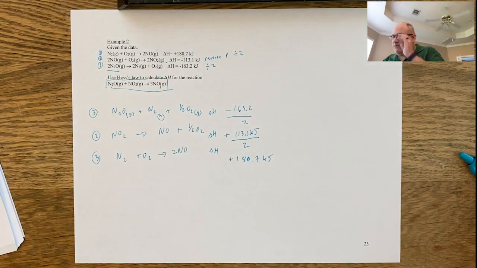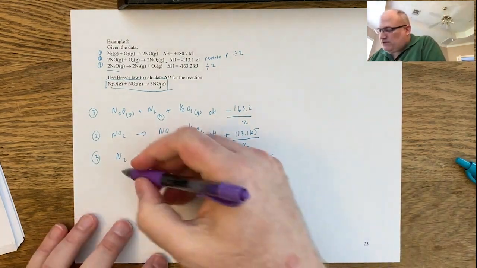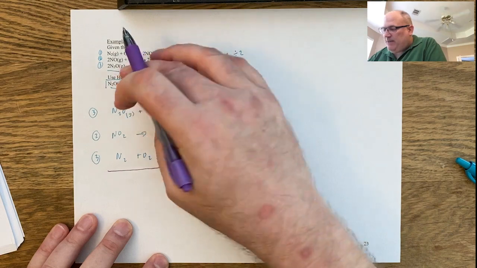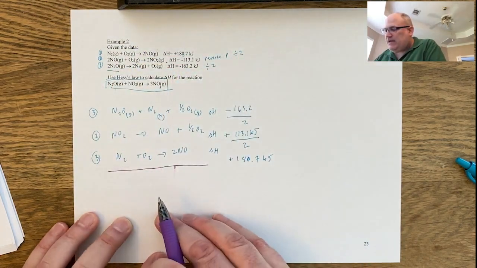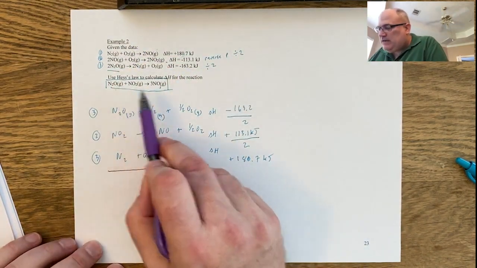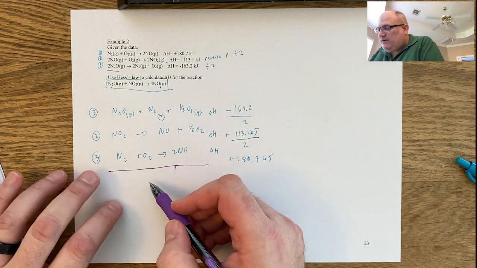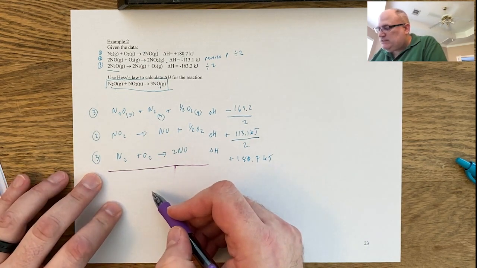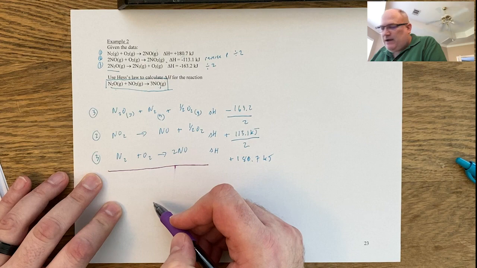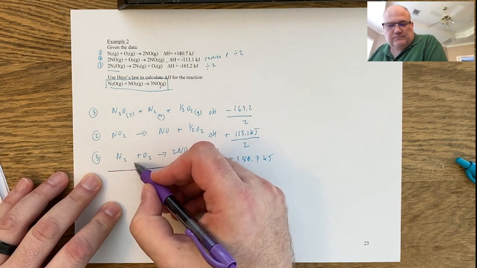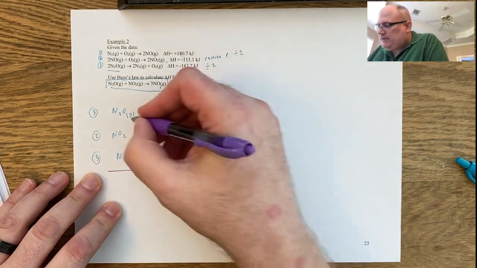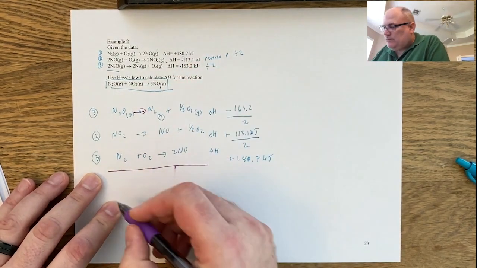Now, I want to verify that we've done this correctly, because if we do this correctly, what we need to be able to do is add up everything on the reactant side, everything on the product side, canceling out units, and we need to end up with this. So if I start over here and cancel out units that need to be canceled out, I end up with this. Oh, by the way, I did not put an arrow here. That should be an arrow. I was a little bit confused.